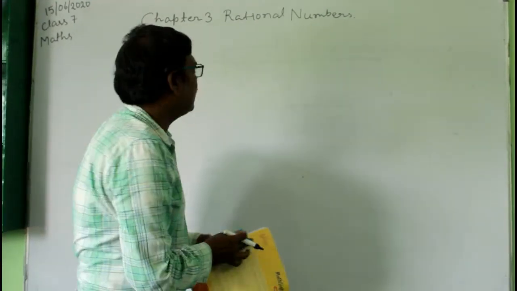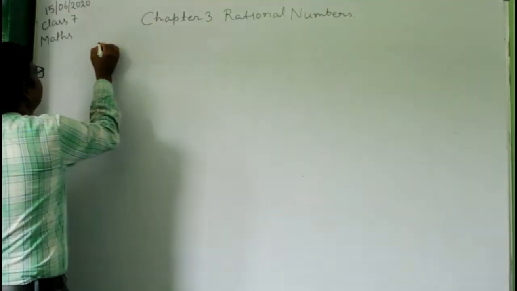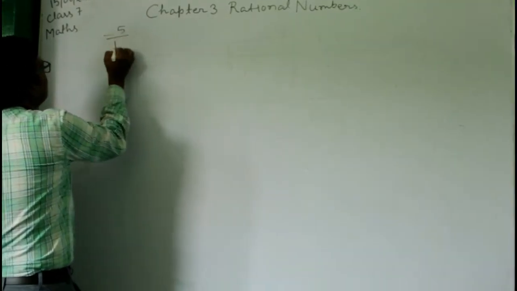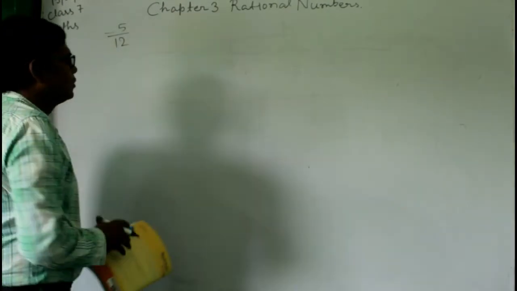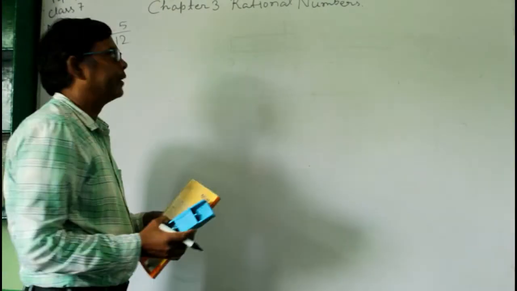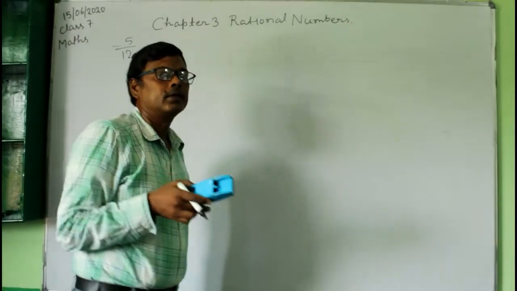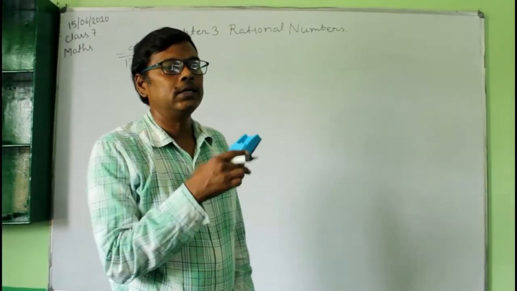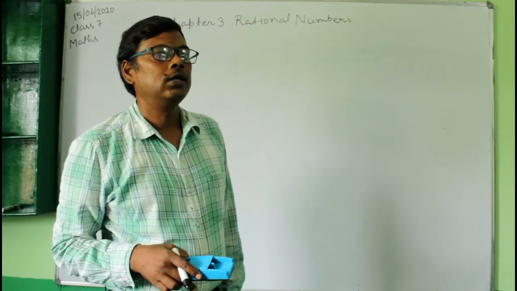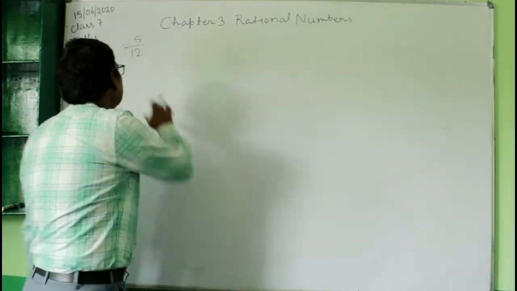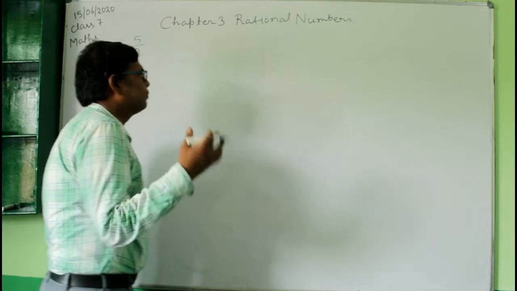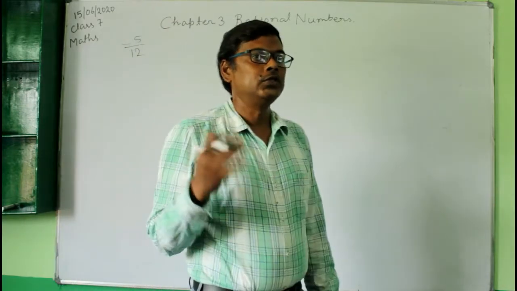So the number is minus 5 by 12, and you have to represent this number on the number line. First observe the number: whether it is greater than minus 1 or less than minus 1. Because this is a negative number, it will lie on the left side of 0.